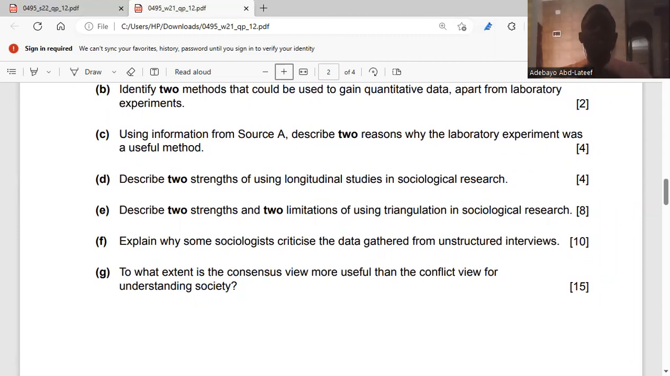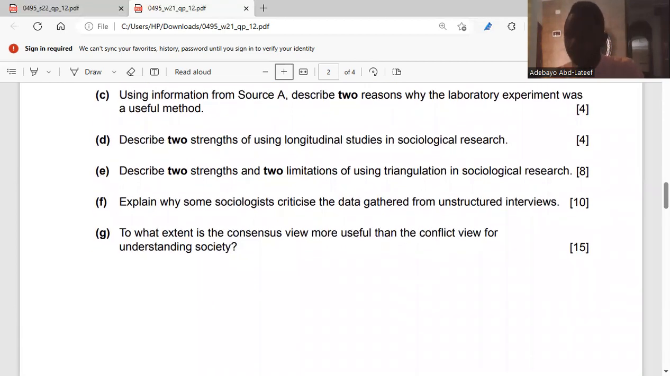Question D, please. Describe two strengths of using longitudinal studies in sociological research. One, they give opportunities to researchers to study different factors over time. And number two, it is flexible. It's a flexible method of obtaining both quantitative and qualitative data.